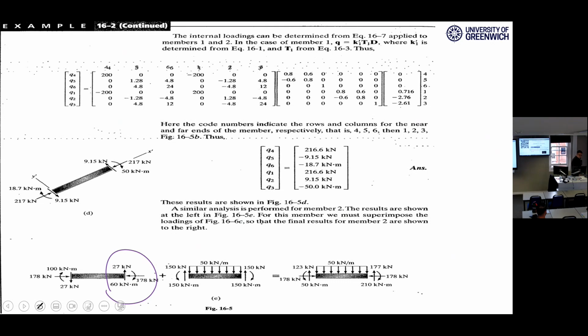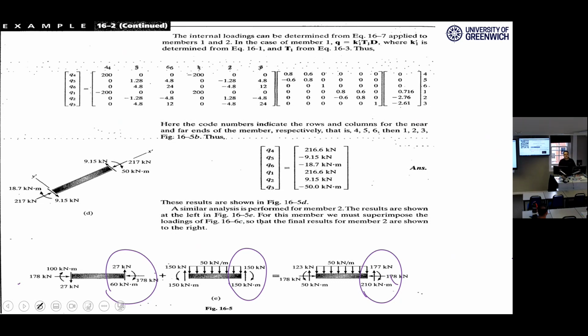So these are coming from the analysis, what you have done from the analysis. And these are from the fixed moment from the right-hand side. If you add these together, you will get this one. And in fact, the final support reactions at the support on the right-hand side are these numbers. Right? There's just a few differences from the last slide. It's just coming from the rounding errors. 178 and that's 179.